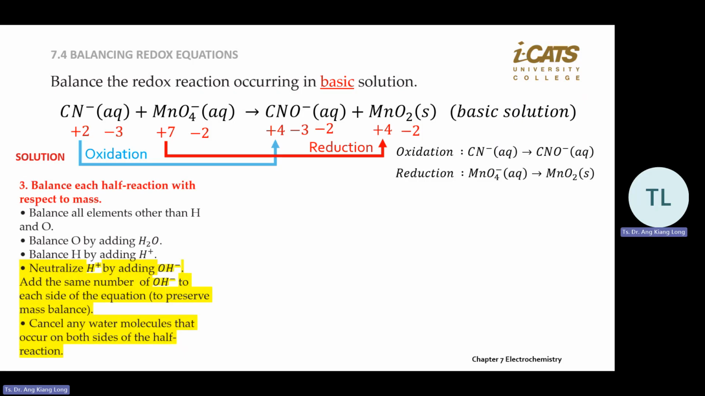Then go here. In the previous example, we covered the top 3 points. Now we add another 2, because we didn't want to load you with information 10 minutes ago. And the 2 are what? You need to neutralize the H plus in the equation with OH negative. Right? So cancel any water molecule that occurs on both sides of the half equation.